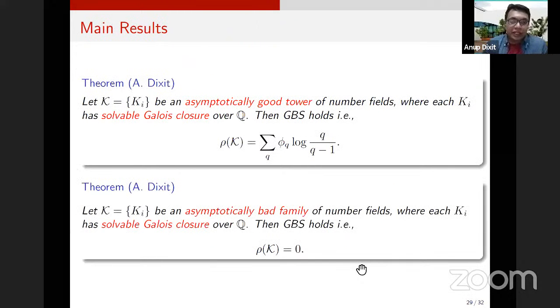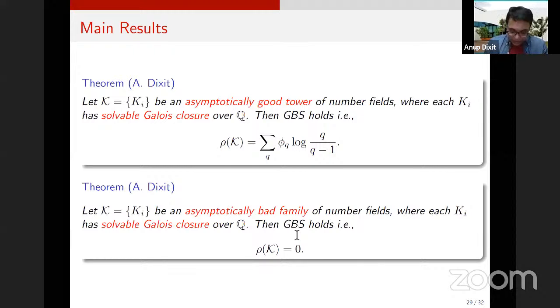So now again, we are studying these families of L functions, families of Dedekind zeta functions corresponding to these fields. I in fact showed that for asymptotically good tower and asymptotically bad families of number fields with solvable Galois closure, we get this conjecture. Earlier, this conjecture was known for Galois families, where the family is asymptotically good or asymptotically bad family of number fields which are Galois or almost normal. So I showed it for some other families in this context. So this conjecture holds in these families.